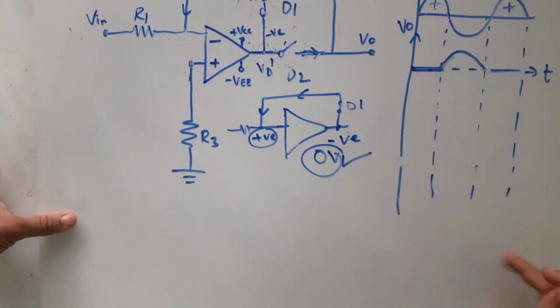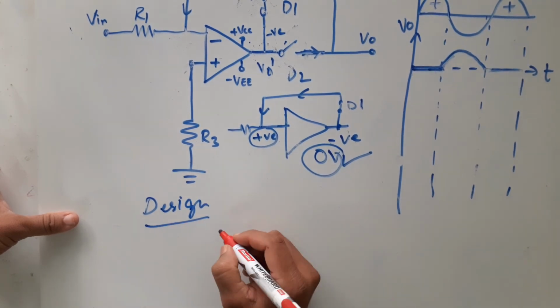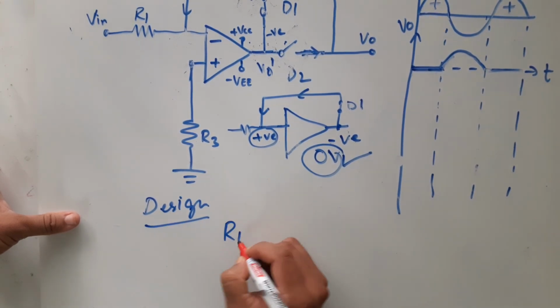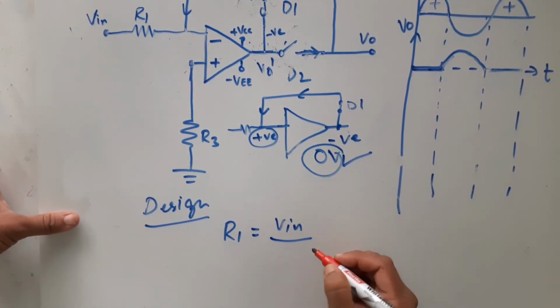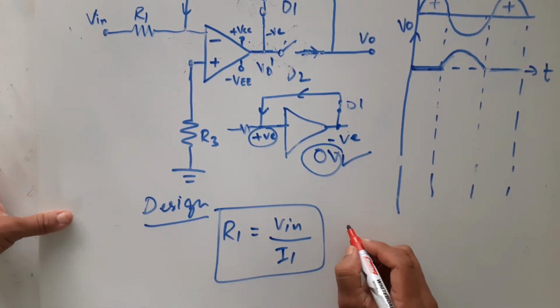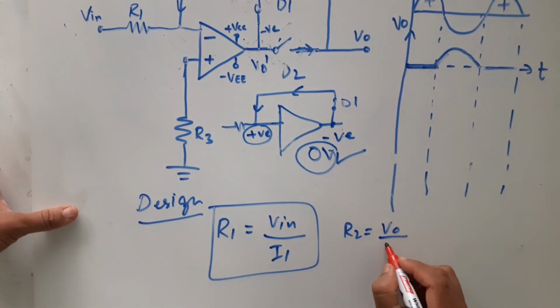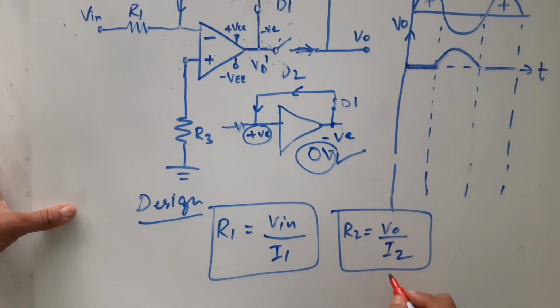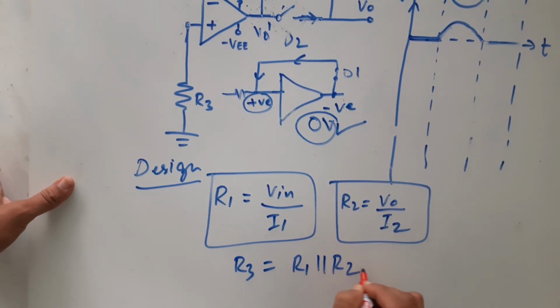The design concepts, let me tell you. How will you find R1? R1 equals input voltage by input current, right? And how about R2? Output voltage by input current. I1, I2 both are same. Then R3 can be taken as R1 parallel with R2.